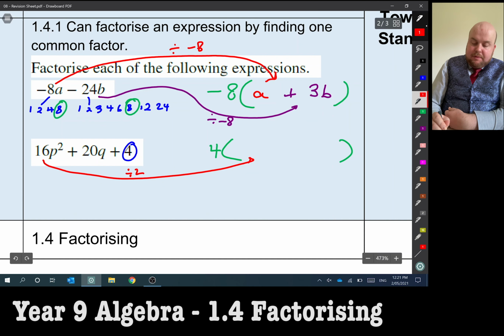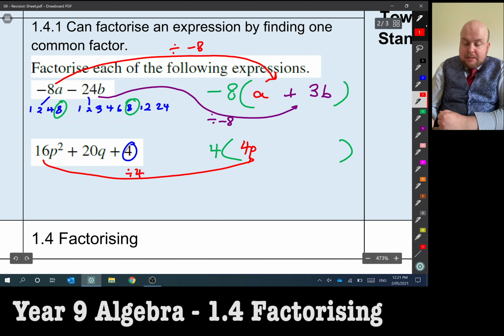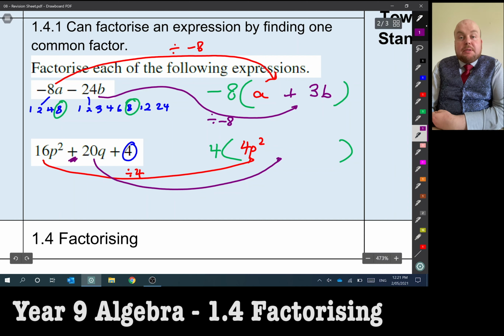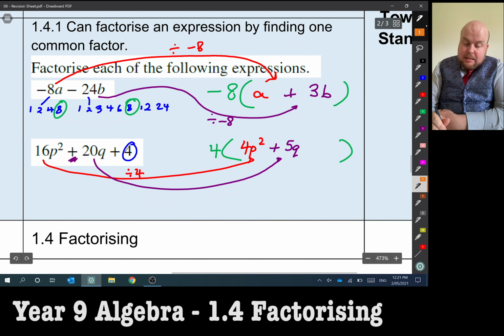We'll divide this by 4. Get 16p squared divided by 4. It's going to be 4p squared. Positive 20q, because remember that we always include the little plus sign as well. Positive 20q divided by 4, it's going to be positive 5q. And then positive 4 divided by 4 is going to make that positive 1.